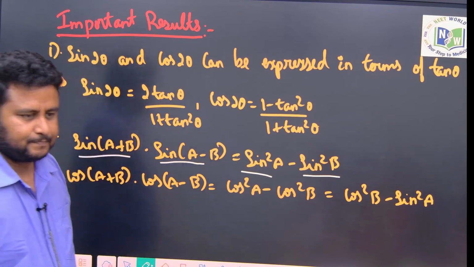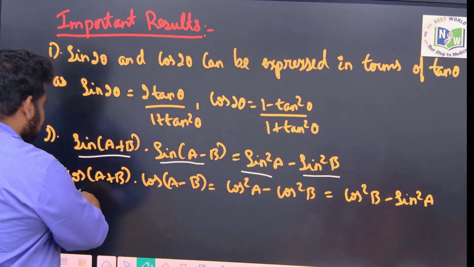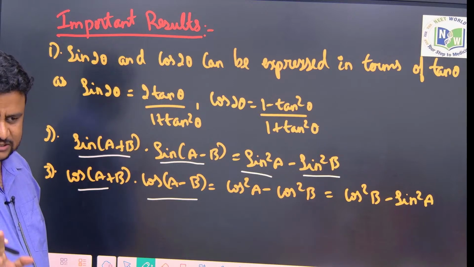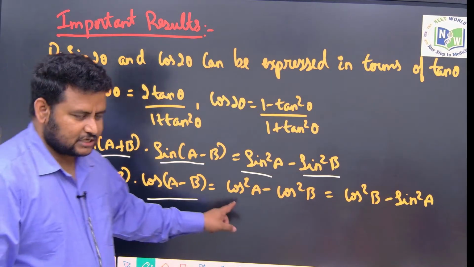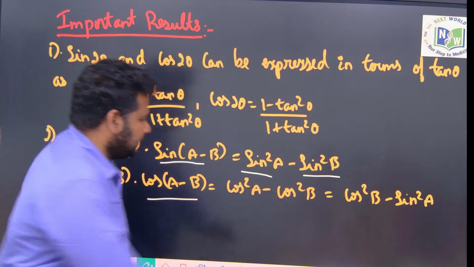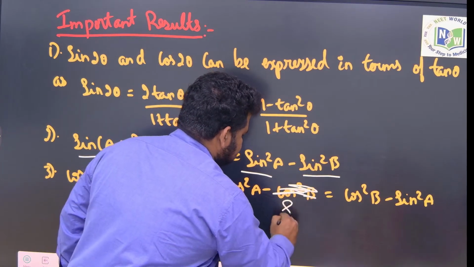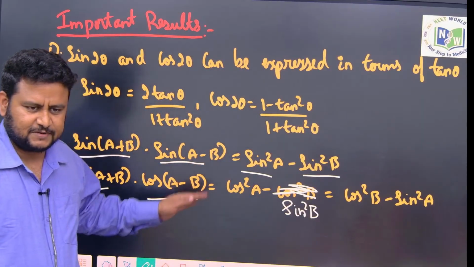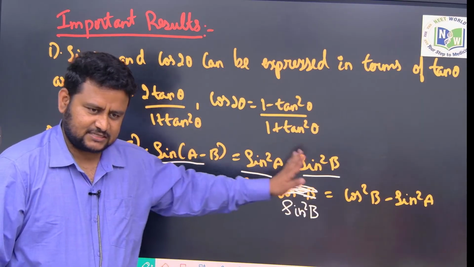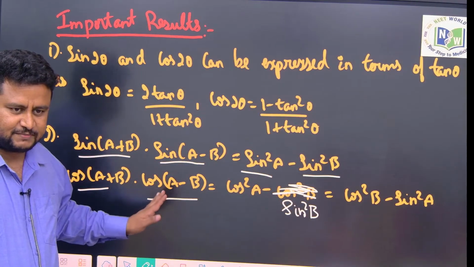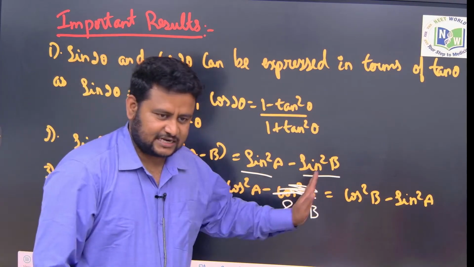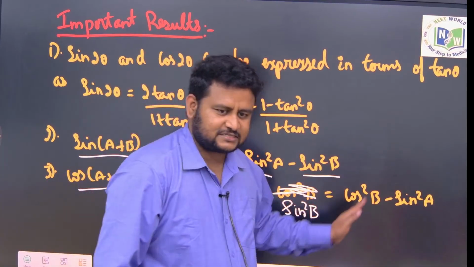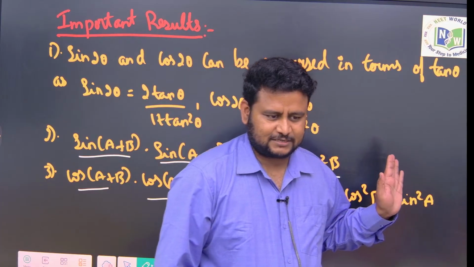Clear? If you are having cos of a plus b into cos of a minus b, the formula is always starting with cos. If it is cos square a, this should be minus sin square b. If it is sin of a plus b, sin of a minus b, it is sin only: sin square a minus sin square b. If it is cos of a plus b into cos of a minus b, starting with cos, end with sin. If it is cos square a, it is sin square b. If it is cos square b, it is sin square a. That's all. Please remember this formula.